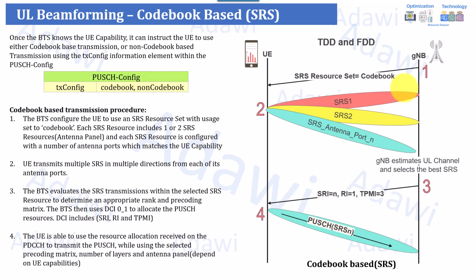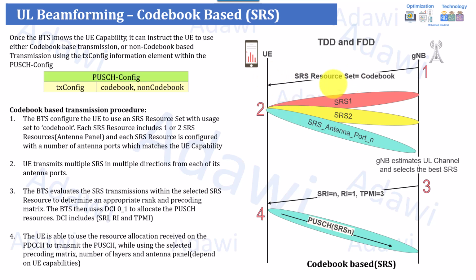Then, once this message is sent in the RRC reconfiguration message, the BTS configures the UE to use an SRS resource set with usage codebook. This SRS resource set can include multiple SRS resources, for example 1 or 2, based on the number of antenna panels. For example, if the UE supports 2 antenna panels, it can use 2 different SRS resource sets. And within the SRS resource set, you will have 1, 2, 3 or 4 SRS resources, depending on the situation. I will explain this part in detail.